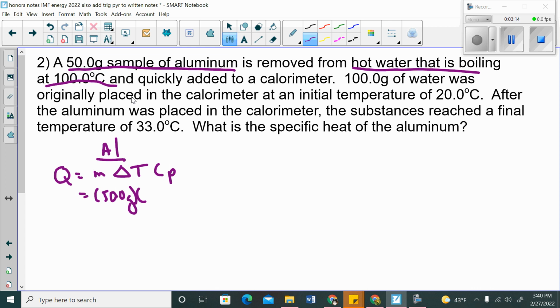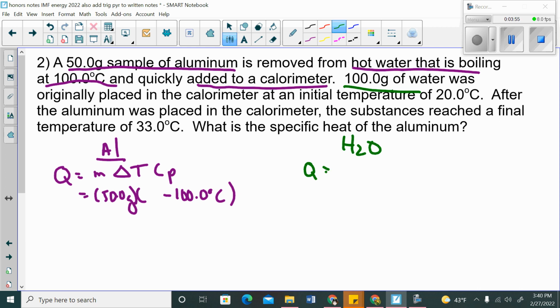So what I'm going to have are samples of metals in boiling water, and you will come by, grab a sample from that boiling water, and quickly add it to a calorimeter. What you need to realize here is that this is your initial temperature. It was actually at 100 degrees Celsius, which is right here. That's where the aluminum was to start off with. Next, it references the calorimeter. You quickly add it to a calorimeter, and what's in that calorimeter is water.